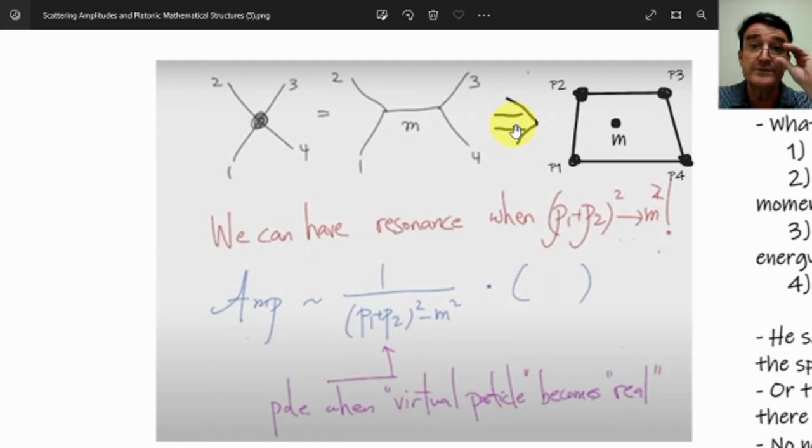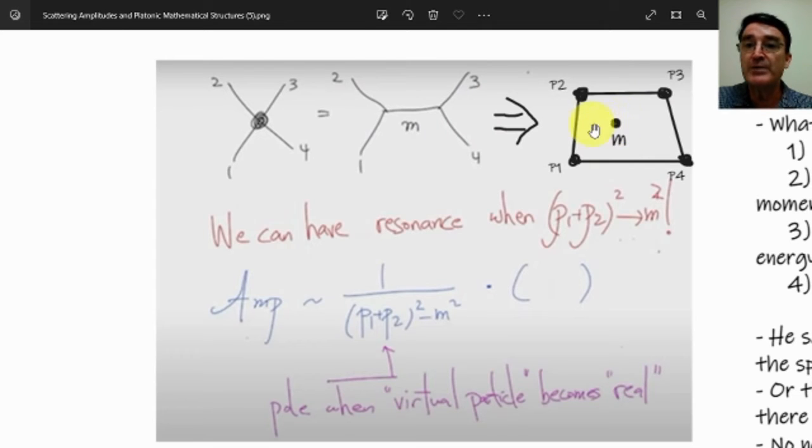And he also goes on to say that this can be represented by a geometric shape where you have 4 points, P1, P2, P3, P4, that represent the 4-momenta, and we have a point on the interior of the shape, representing the virtual particle M. So this P1 is this line here, P2 is this line here, P3 is this line here, and P4 is this line here.